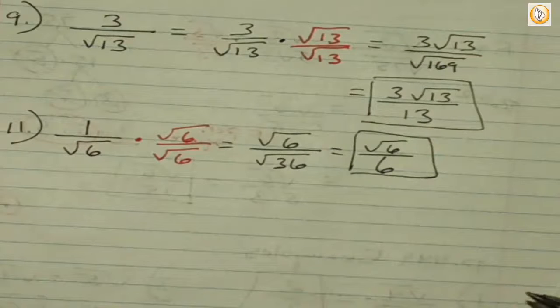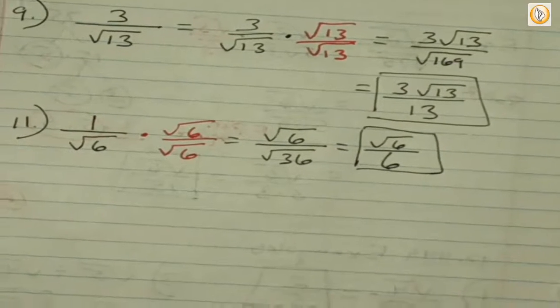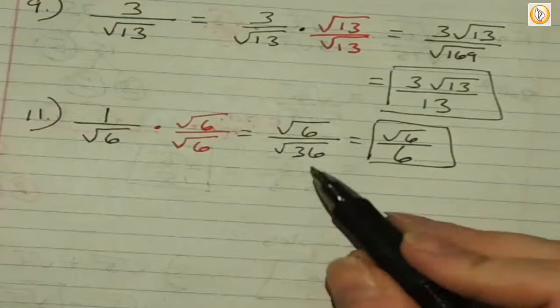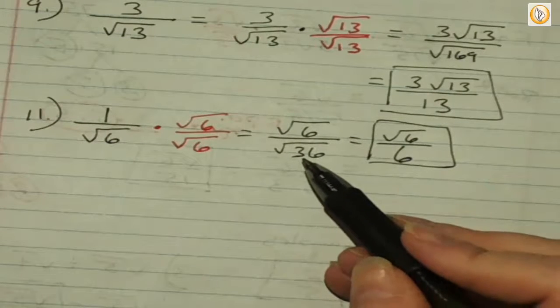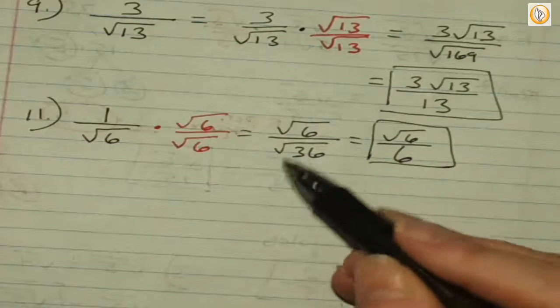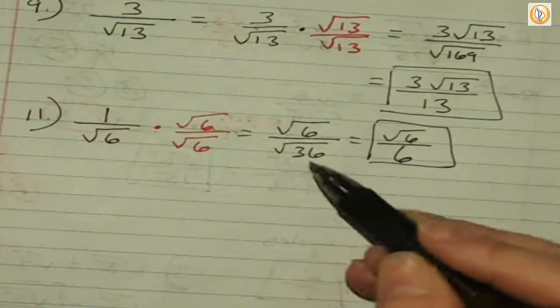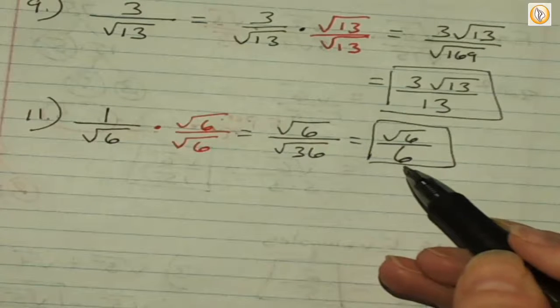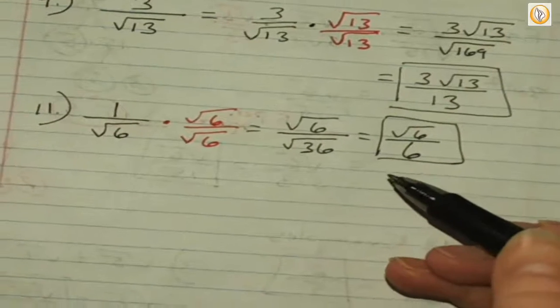Because it's the square root of 6 over the square root of 36, can you just simplify it? Well, except for the fact that then it would be 1 over 6, and you cannot have a radical in the bottom. So this is a perfect square. You always want to take it out. Good question.